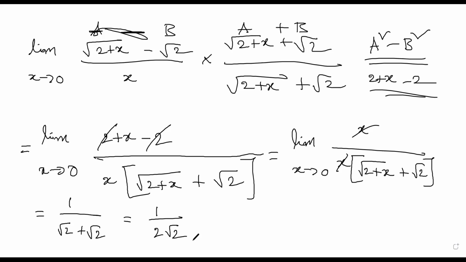It's a double of root 2. It's like x plus x is 2x. Similarly, root 2 and root 2 are like terms. So root 2 plus root 2 is 2 root 2. Okay, now one more we will solve.